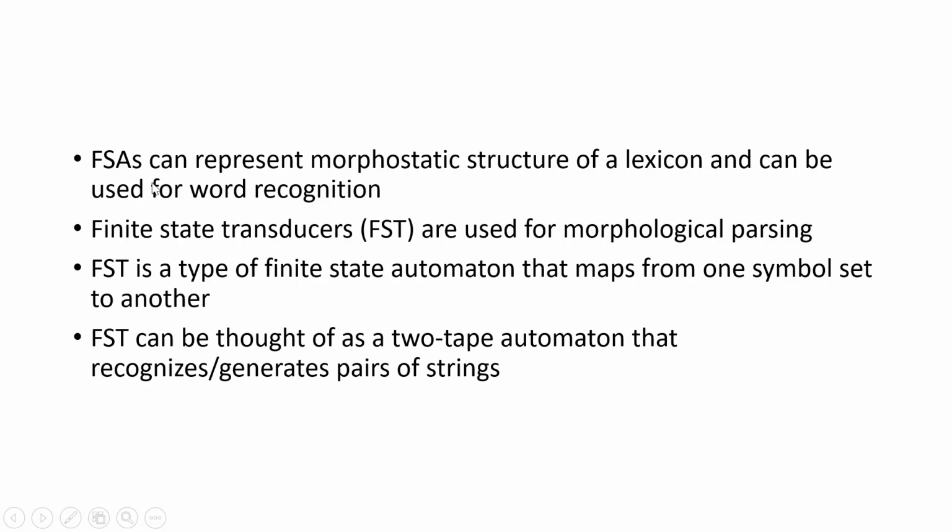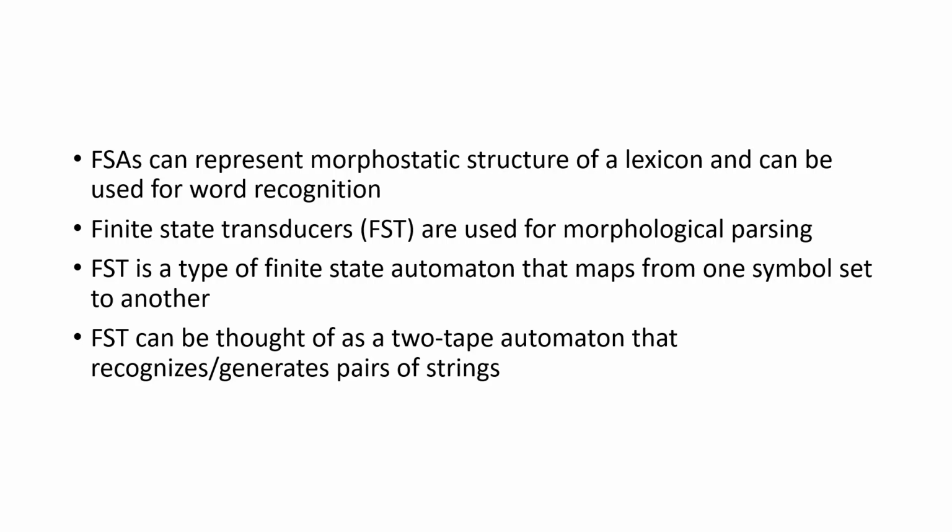So here an FSA can represent the morphotactic structure of a lexicon. Okay, an FSA can represent both the lexicon as well as its morphotactic structure, and it can be used for word recognition. But finite state transducers do more than that, and they are used for morphological parsing. Okay, so an FST is a type of finite state automaton that maps from one symbol set to another. So it maps from the input symbol to some output symbol. Okay, so an FST can be thought of as a two-tape automaton that recognizes or generates pairs of strings.